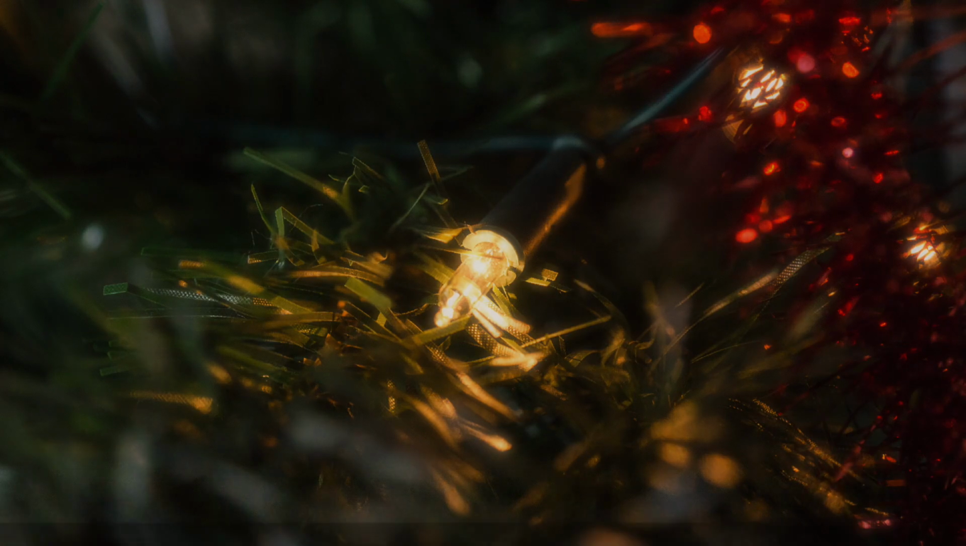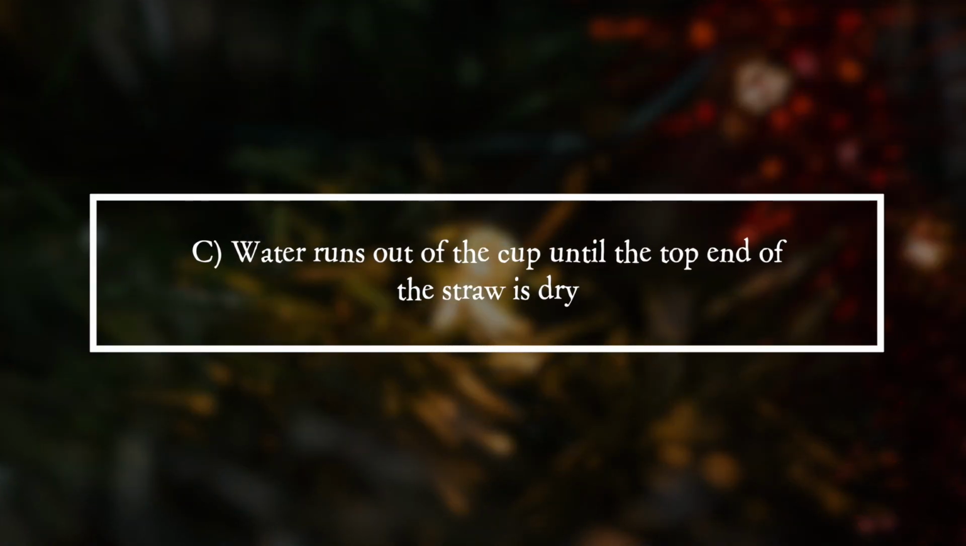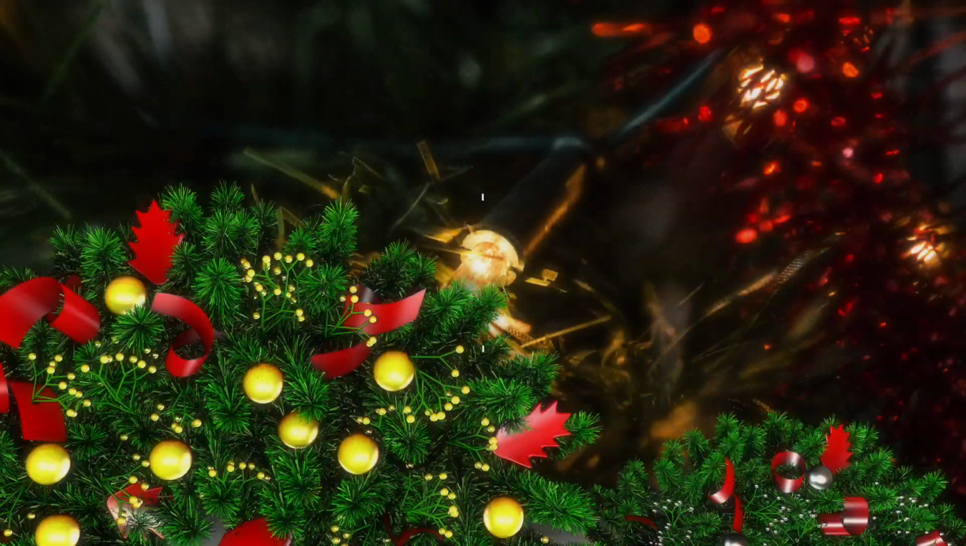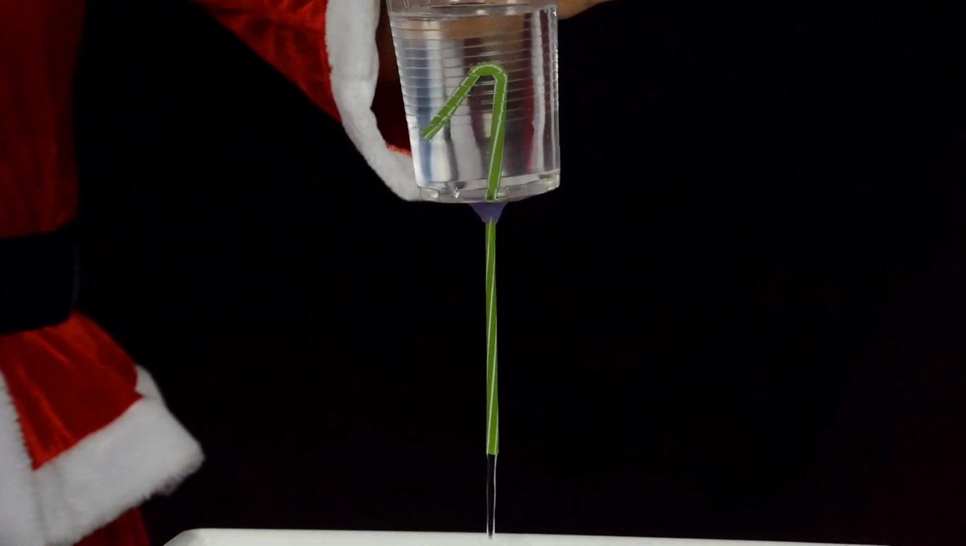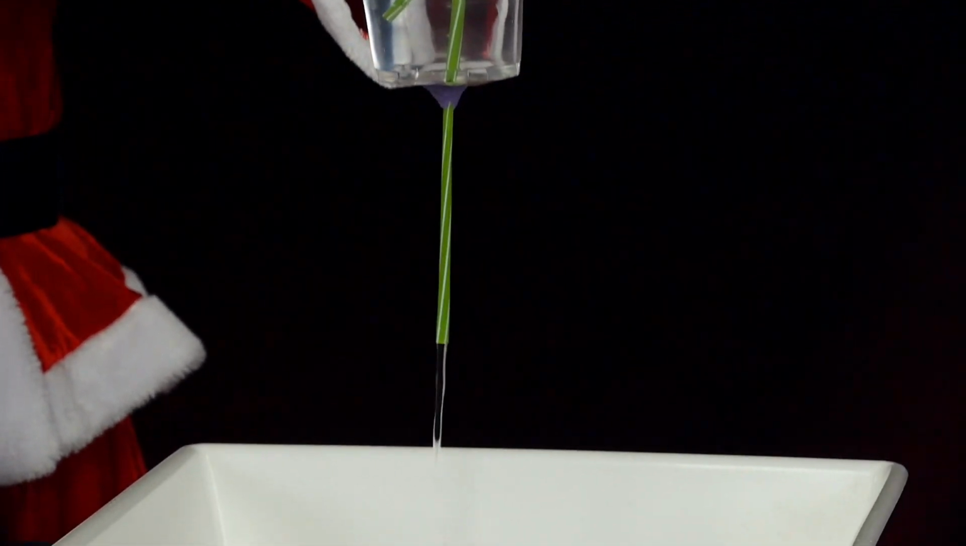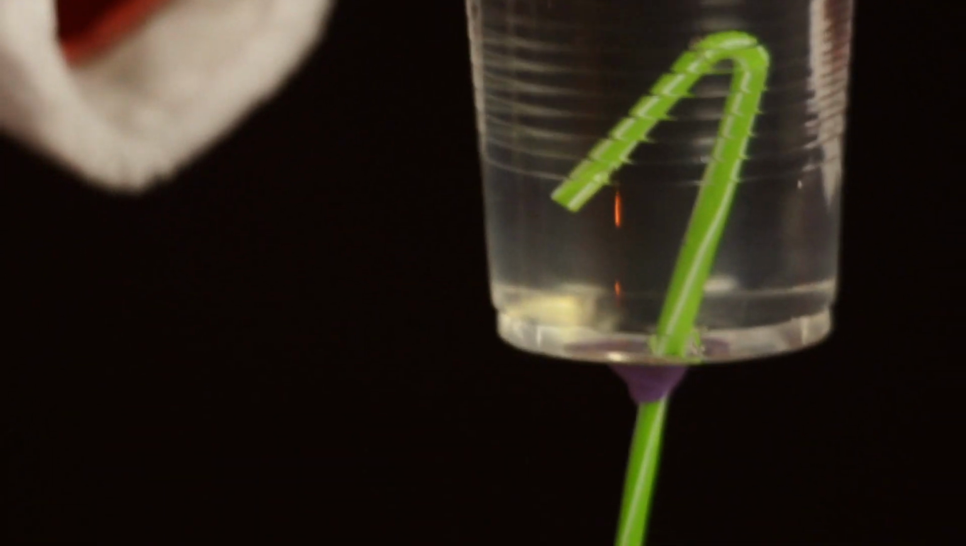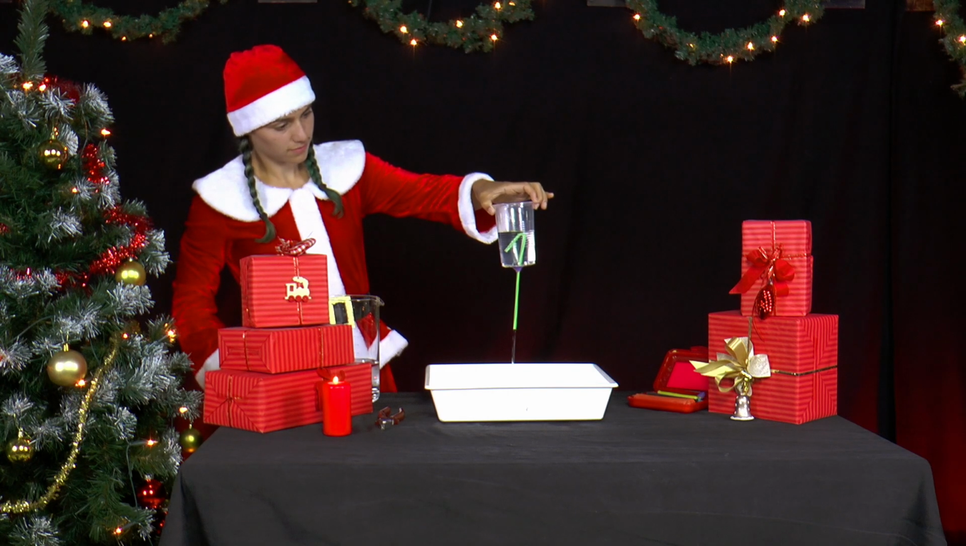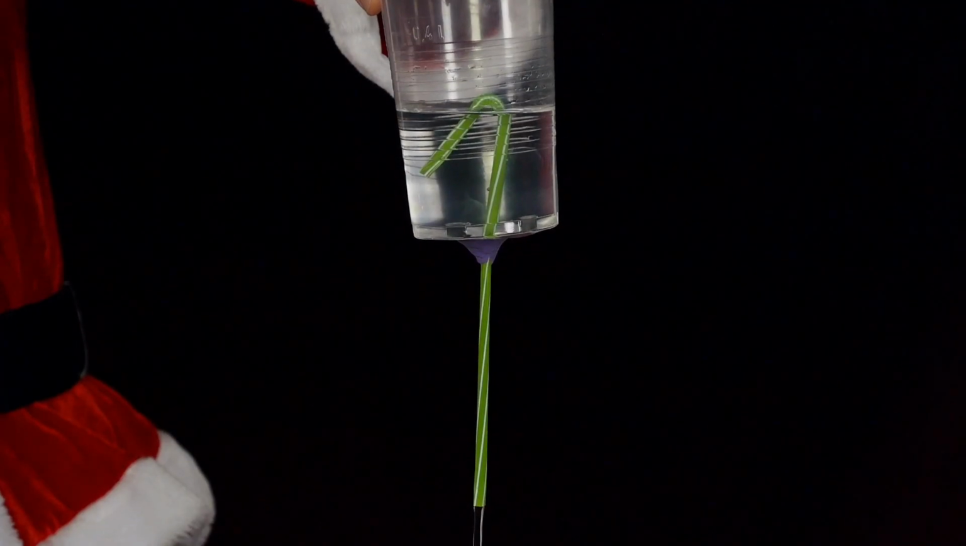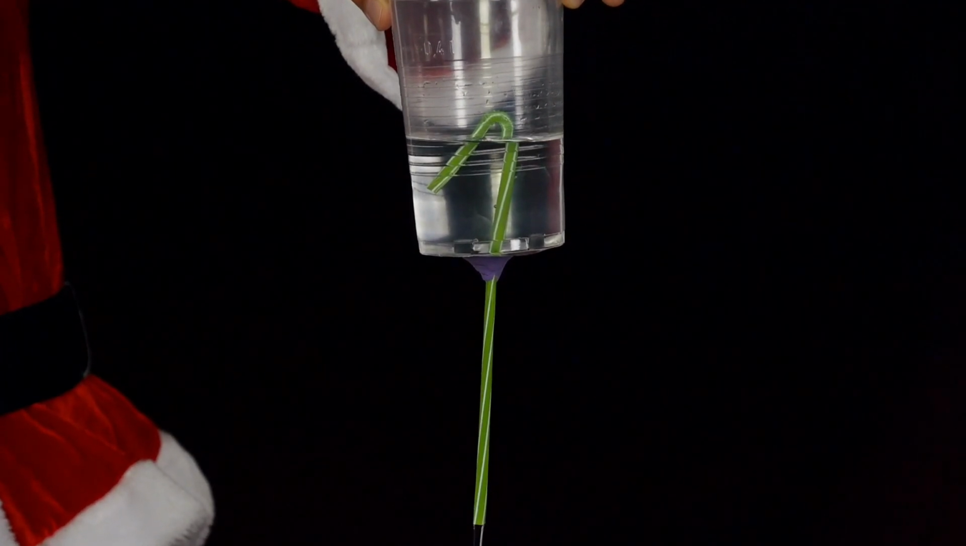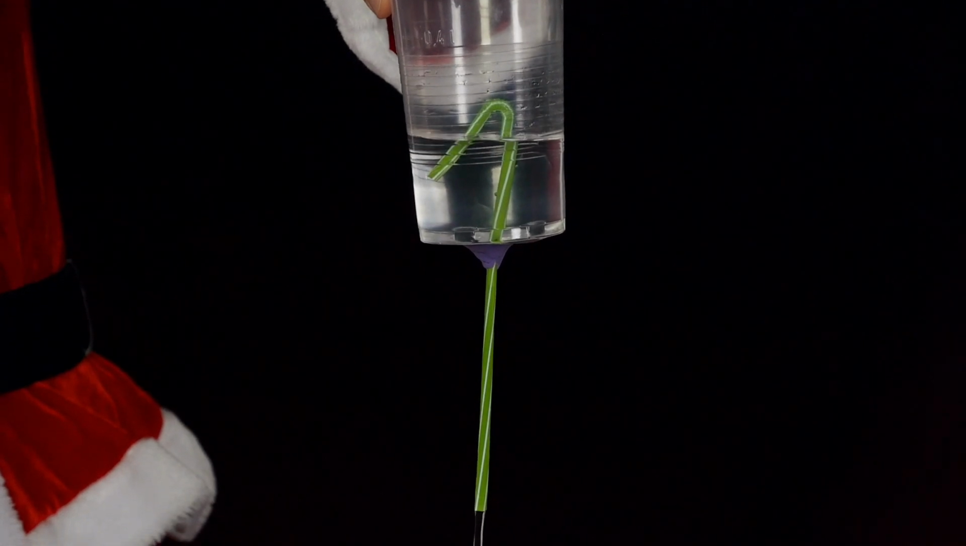It is answer C. Water runs out of the cup until the top end of the straw is dry. The water can run through the straw from the upper end through the bend to the lower end. The pressure of the atmospheric layer of air on the surface of the Earth is so great that it can equalize the pressure of a 10 meter high water column.